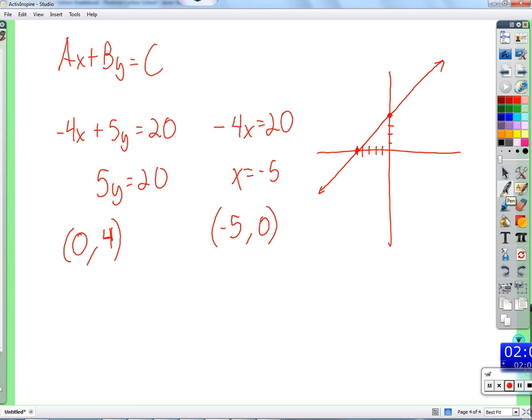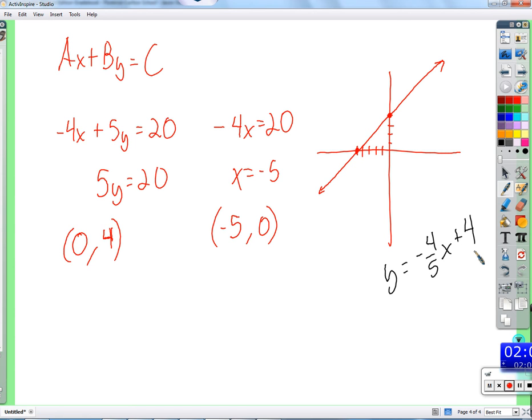So again, it's just a game of finding 2 points, the easiest way to find 2 points. What's the slope of this line? Just the slope. 4 fifths. Just 4 over 5. 4 over 5, that's the slope. That's the rise over the run. Okay. What's the equation in slope intercept form? Y equals negative 4 fifths x plus 4. You all agree to that?